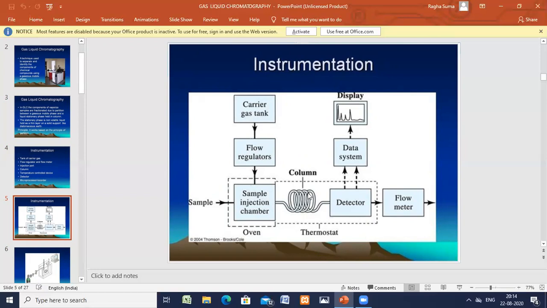After passing the column, the reference detector and the sample detector will be there. If a reference is there, then the reference flow meter is there, then the reference detector you can see. If it is the sample only flowing, then the sample flow meter and sample detector will be there. Both of them go to the bridge detectors. After that, amplifier, then recorder display. So bridge, amplifier, and recorder.